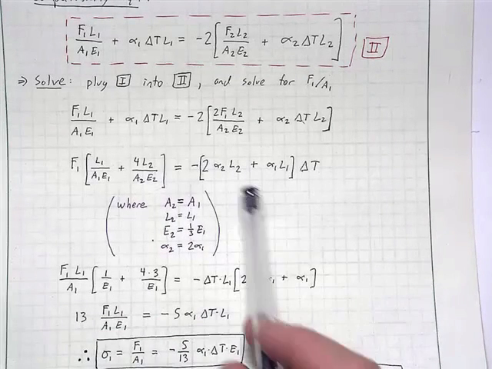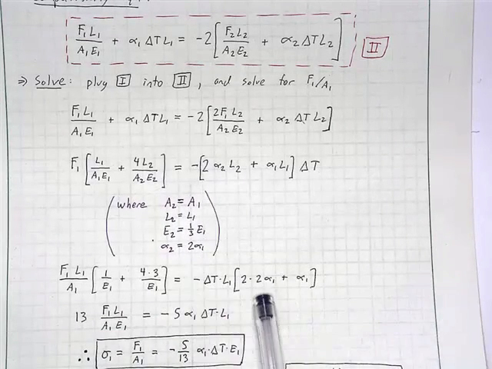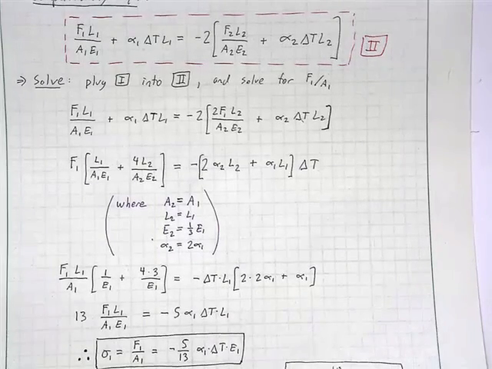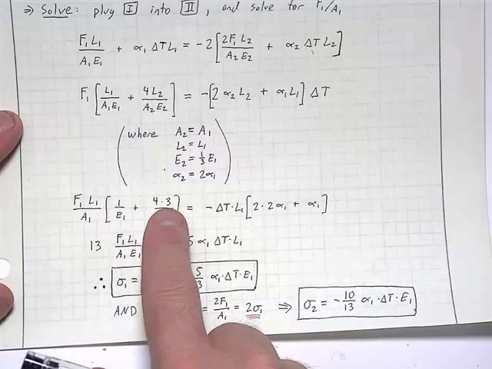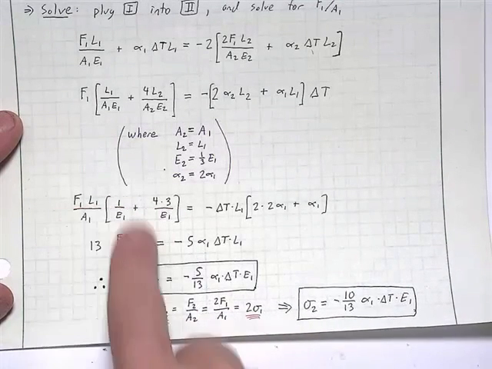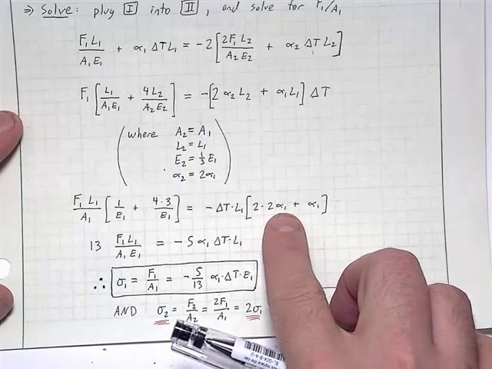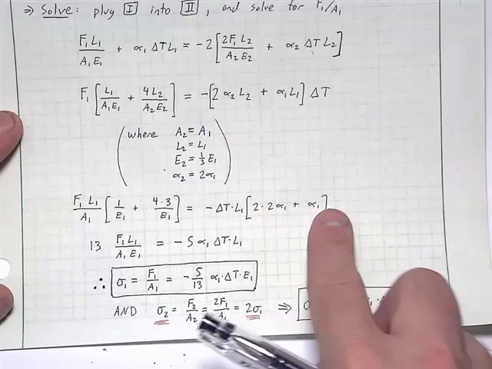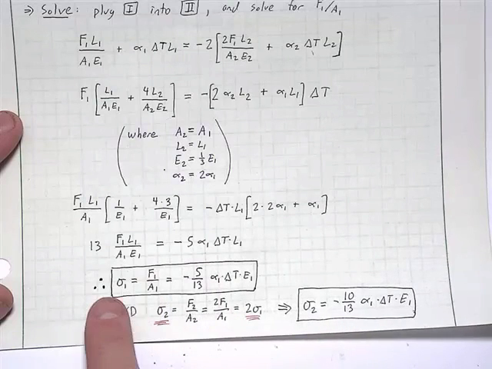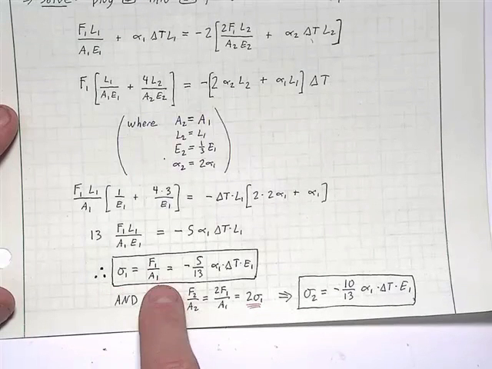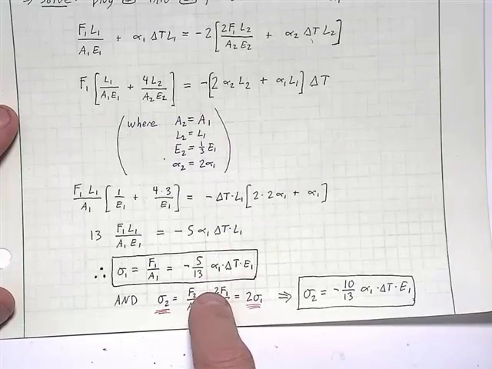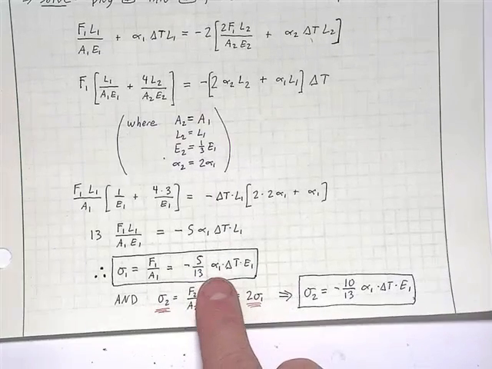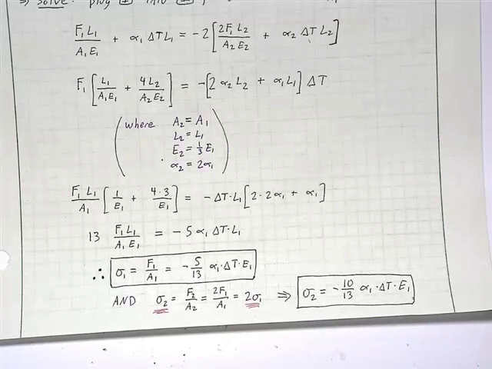We did the same thing over here with alpha 2. Alpha 2 was just 2 alpha 1, so that's why we see 2 alpha 1 there. These are both 1 over E1, and we have 12 there and 1 there, so this becomes 13. Then this is 4 times alpha 1 plus another alpha 1, so we get a 5 here. Now it's pretty easy to solve for the normal stress in 1, which is just F1 over A1. Solving this for F1 over A1, we get minus 5/13 times the thermal expansion coefficient multiplied by the temperature change multiplied by the elastic modulus.